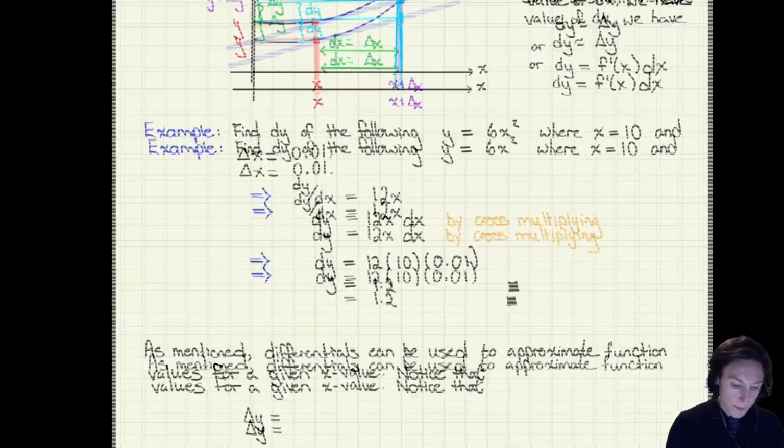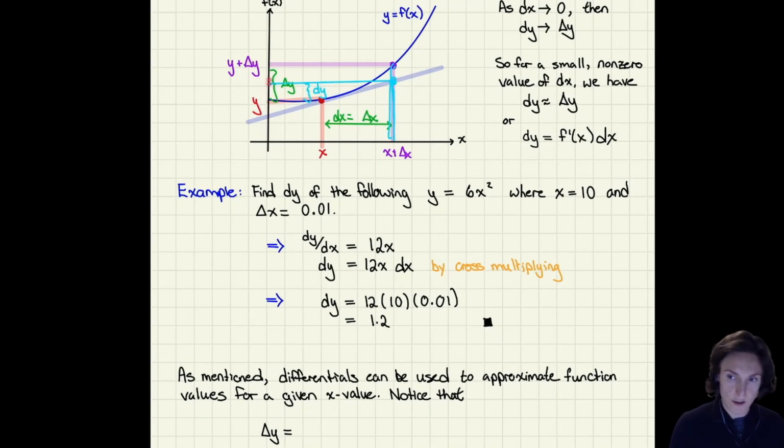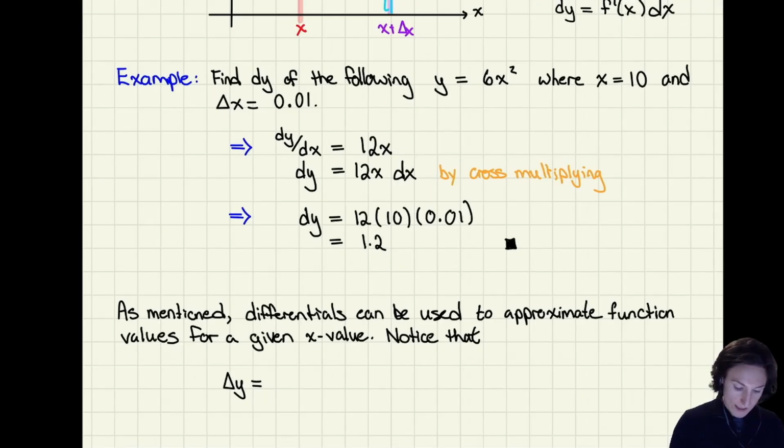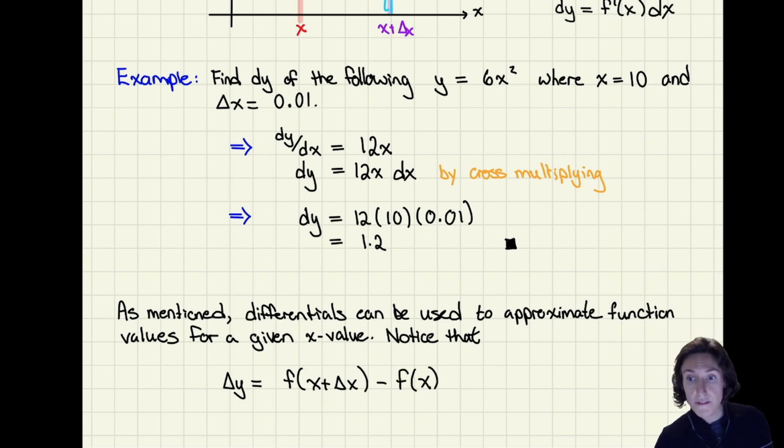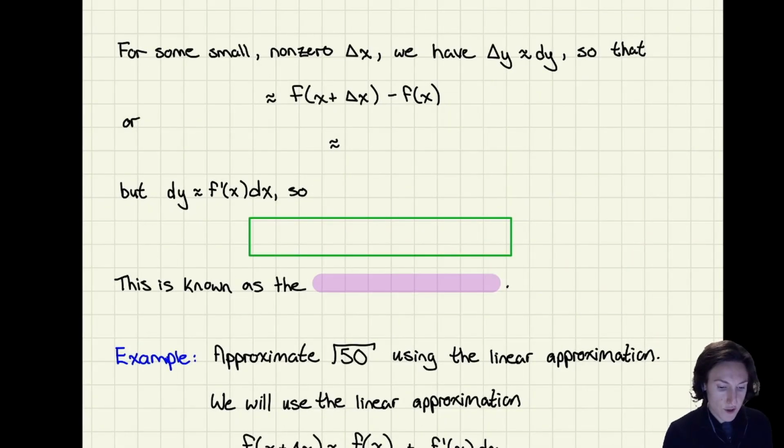So notice that if I'm looking at this change in y here, this delta y, what is this gap here? How would I find it? Well, I would go this purple line minus this red line. And what does that correspond to? Well, this is f at the point x plus delta x, and then minus f at x. So that delta y is actually equal to f at x plus delta x, subtract f of x.